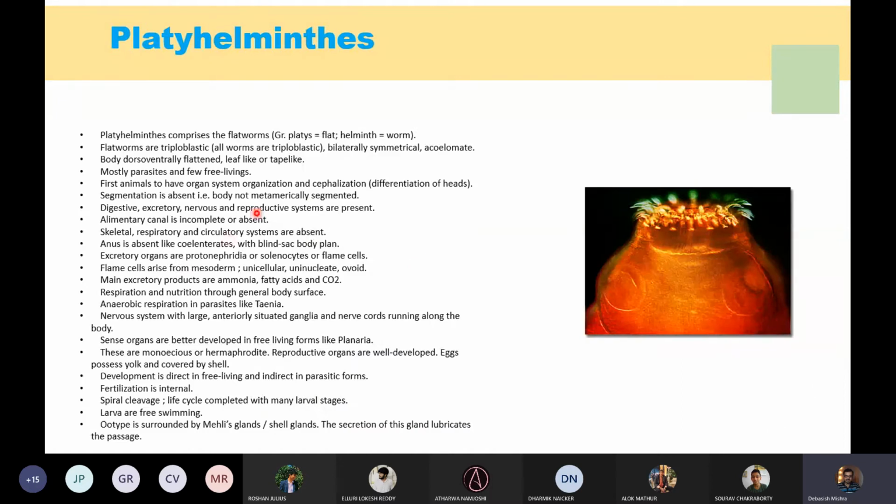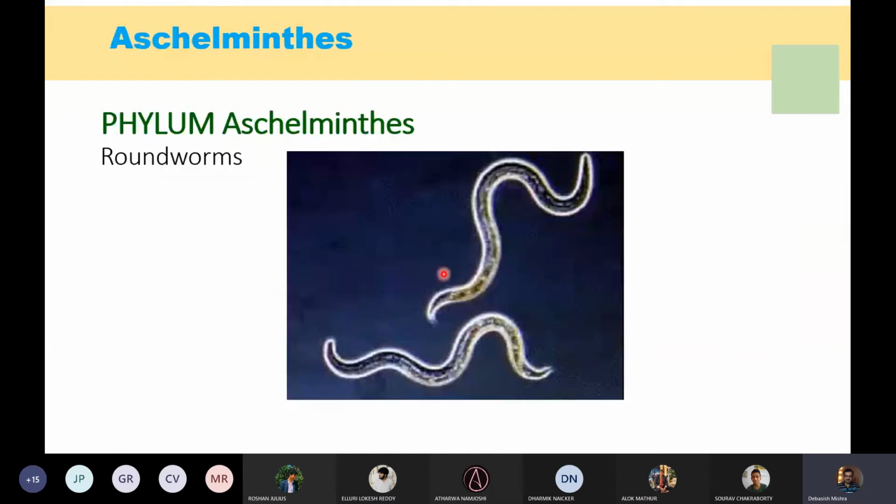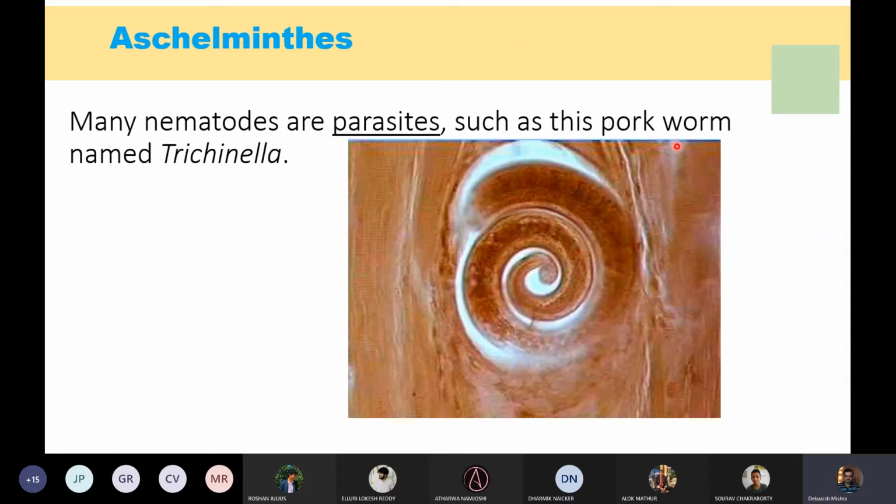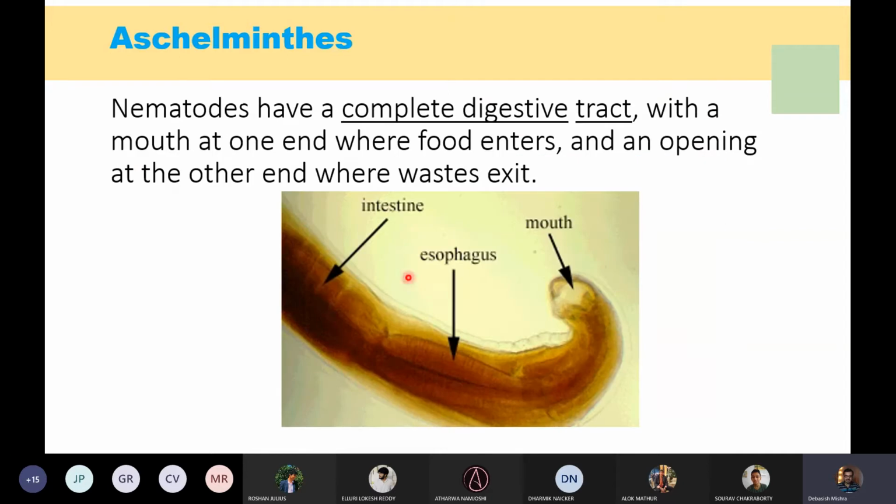These are certain characteristics of flatworms, which can be very long. These are also parasitic roundworms, thread-like worms. This is a parasite. They are sitting inside pork. You can see the pork meat.